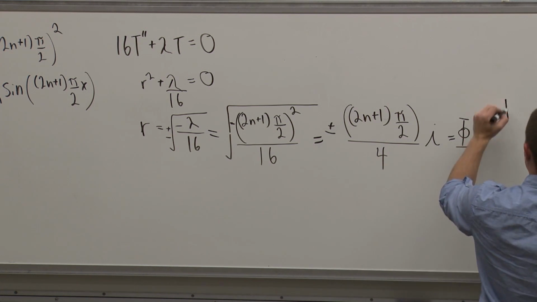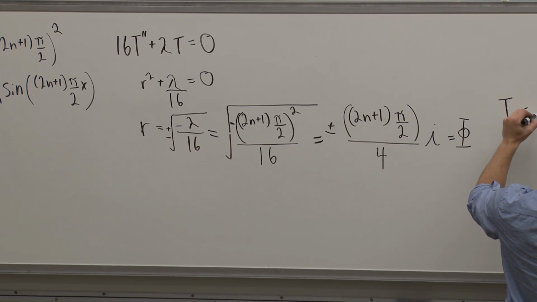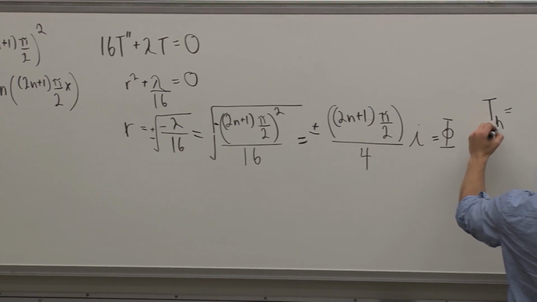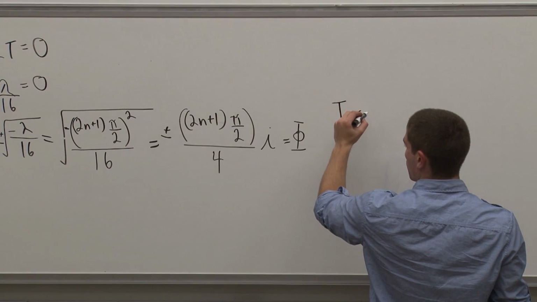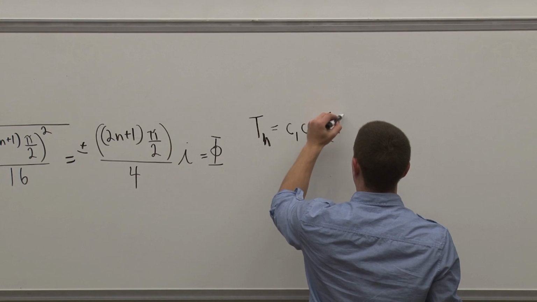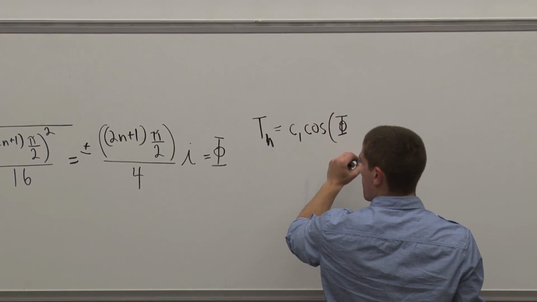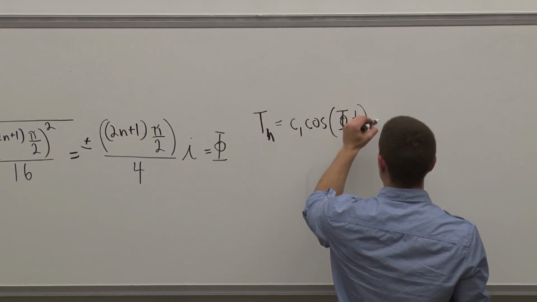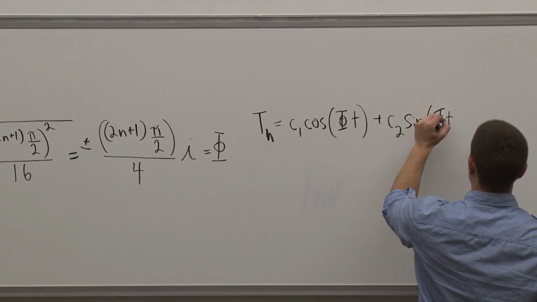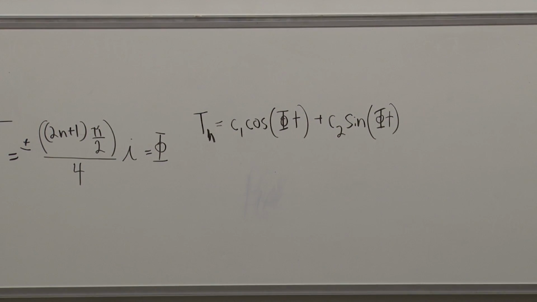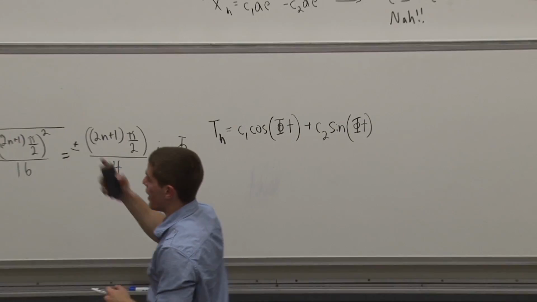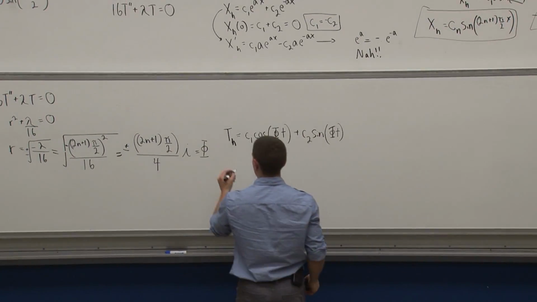That means we need to do t homogeneous again. We don't need to do it on a whole eigenvalue because we know what lambda is already. So t homogeneous is equal to c1 cosine of phi t plus c2 sine of phi t. Okay, so now we have a condition: the derivative when t is equal to 0 is equal to 0. So let's find the derivative.